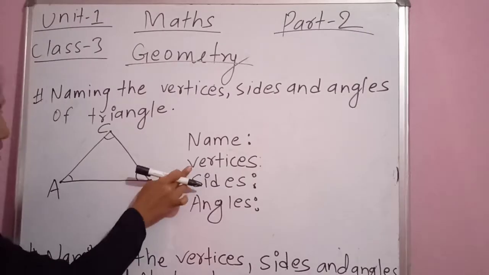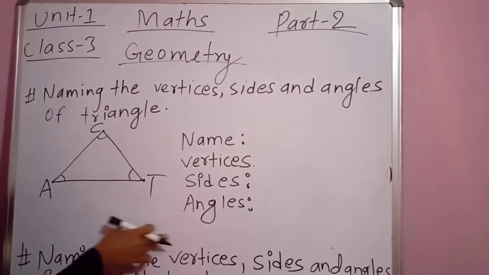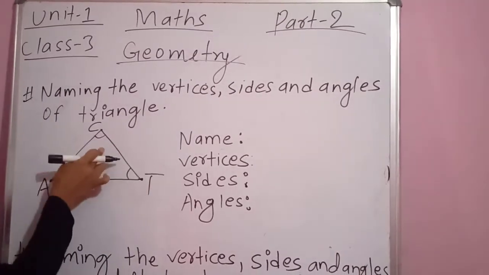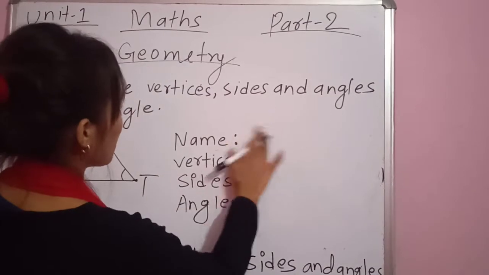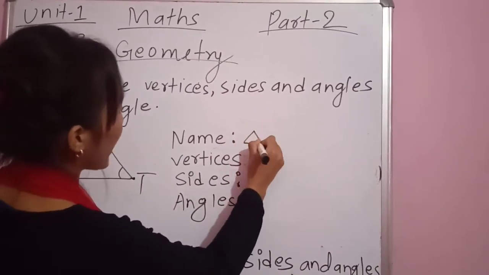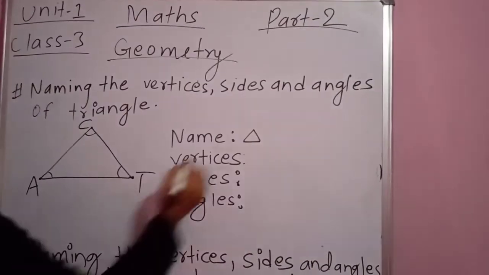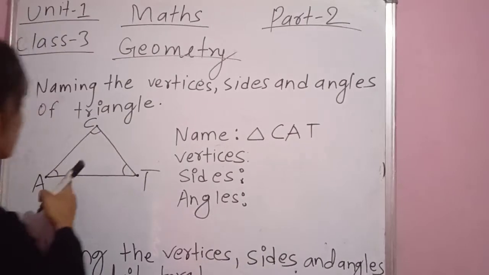You have to write the vertices also. You have to write the sides also. You have to write the angles also. Now, what is the name of this triangle? Obviously CAT. While writing the name of the triangle, you have to make a small triangle symbol, and after that you have to write the alphabets that are used in the drawing.